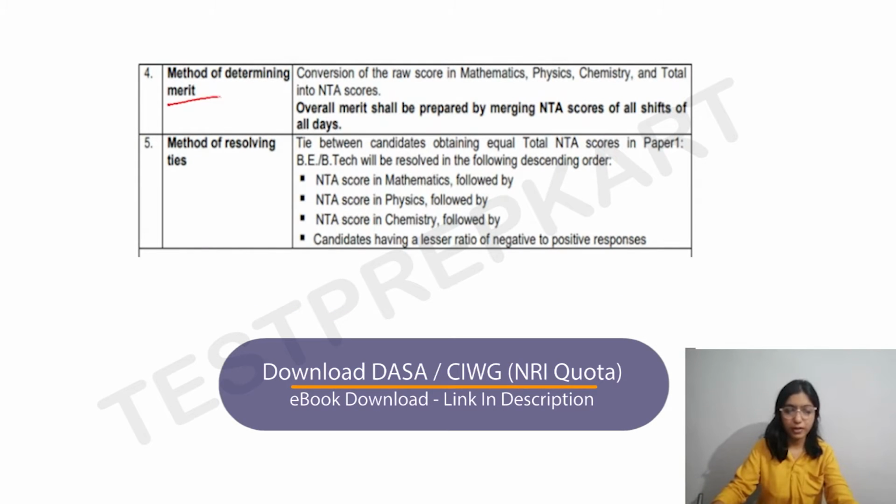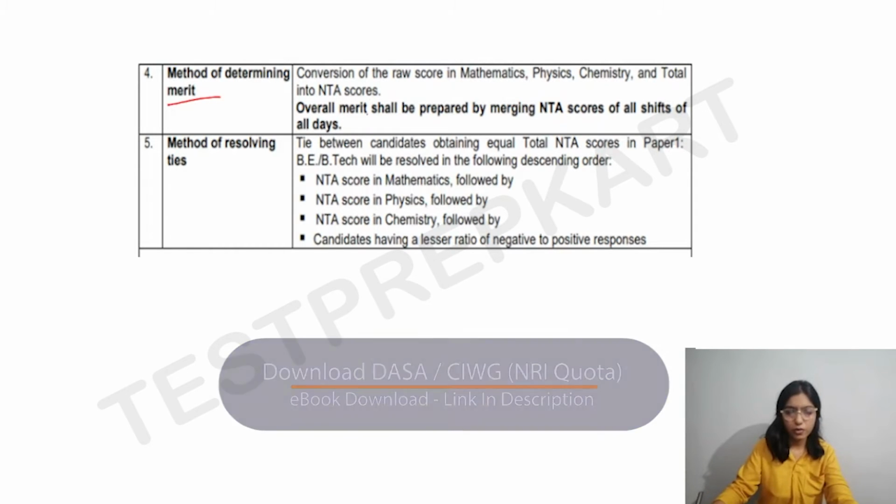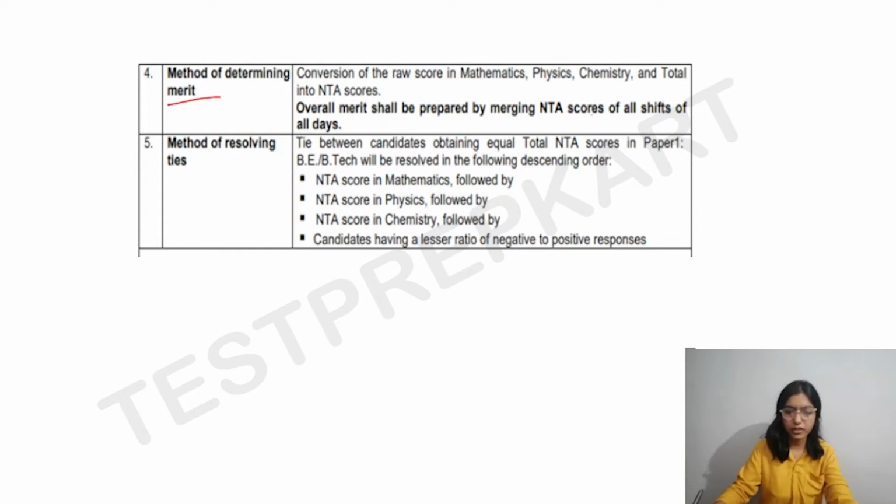Method of determining merit: conversion of the raw score in mathematics, physics, chemistry and total into NTA score. Overall merit shall be prepared by merging NTA scores of all shifts of all days. Method of resolving ties: if there is a tie between the NTA scores of 2 students, it will be resolved as follows. Firstly, NTA score of mathematics, then NTA score of physics, NTA score in chemistry, and then the candidate having a lesser ratio of negative to positive responses. So avoid negative marking.